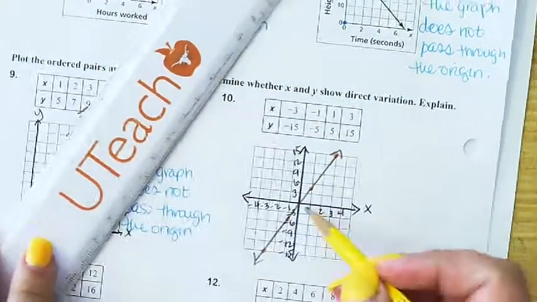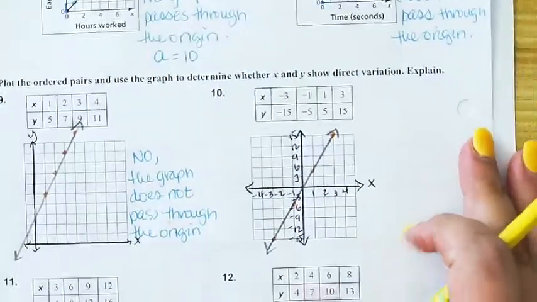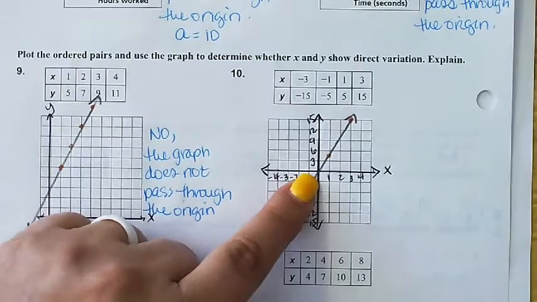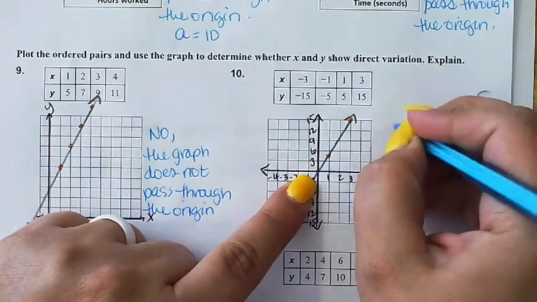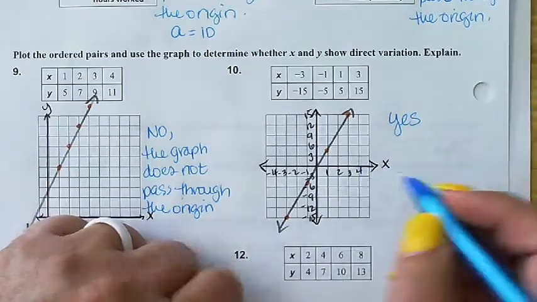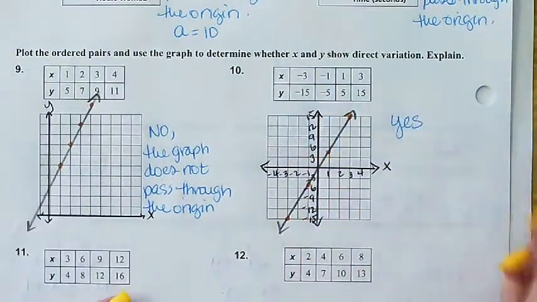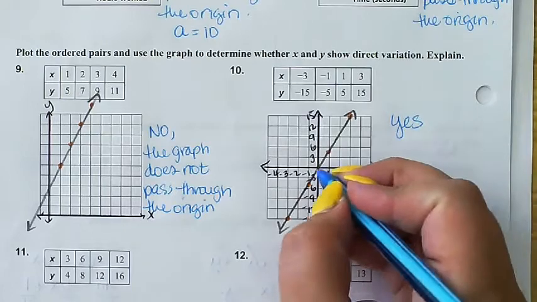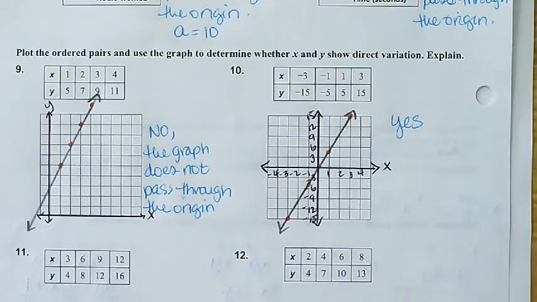There's our line. Does it pass through the origin? Remember, that's the big determining factor. The answer is yes, right? This one does. So it passes through the origin. Therefore, yes, this is direct variation. Okay, it shows direct variation because it passes through that origin.